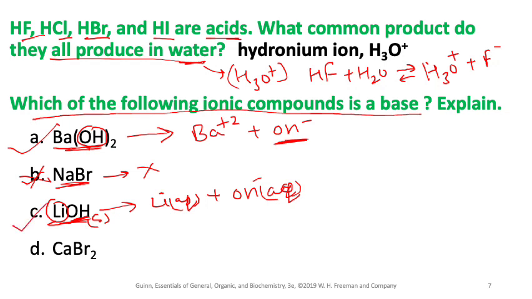What about D, calcium bromide? If you dissolve it in water, it won't give you any hydroxide. It will give you calcium ion and bromide ion, but it doesn't give you any hydroxide ion, so we cannot say this is a base. So out of the 4, barium hydroxide and lithium hydroxide are the only 2 bases present, right?